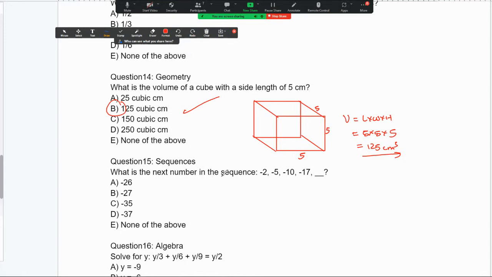What is the next number in the sequence? Here we are plusing 3 or minusing 3? Minusing 3. So we minus 3, minus 3, minus 3, minus 3, etc. So the next one's going to be minus 20 because we're just minusing 3. So none of the above for this one.